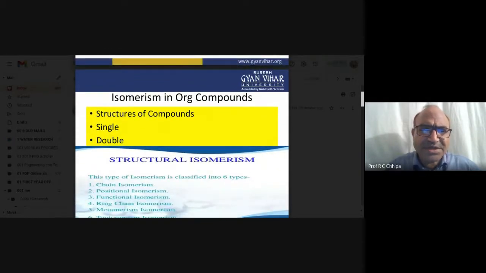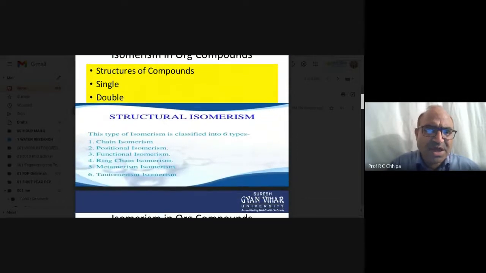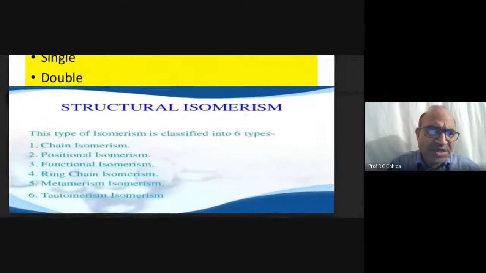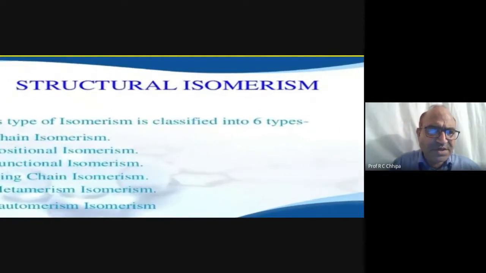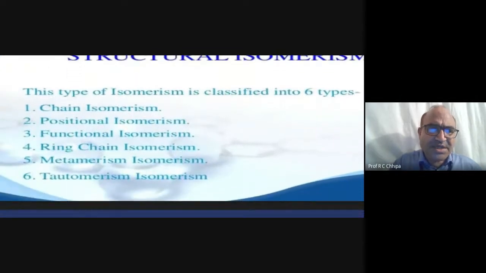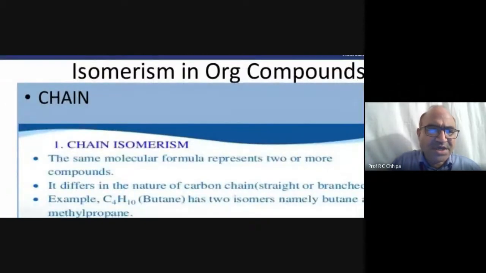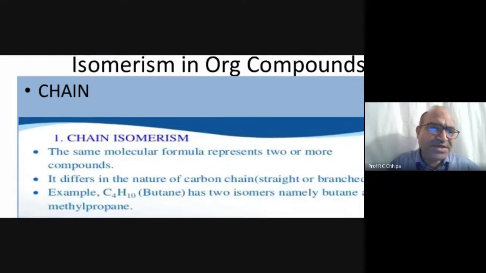So first of all, we have the structure of compounds here. Already we have discussed the single bond as well as the double bond. So in structural isomerism, we have already discussed the chain isomerism, the positional isomerism, and the functional isomerism because the functional group varied. Here the functional group varies from carbon double bond carbon to the cyclic compound, or we have the alcohol and the ether group, then ring and chain isomerism, then we have the metamerism, and the last one is the tautomerism. So these are the types of structural isomerism.